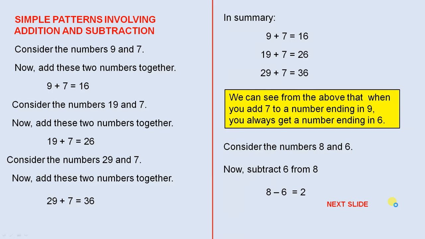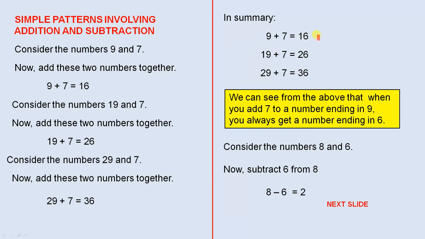Simple patterns involving addition and subtraction. Consider the numbers 9 and 7. Now, add these two numbers together. 9 plus 7 equals 16. Consider the numbers 19 and 7. Now, add these two numbers together. 19 plus 7 equals 26. Consider the numbers 29 and 7. Now add these two numbers together. 29 plus 7 equals 36.